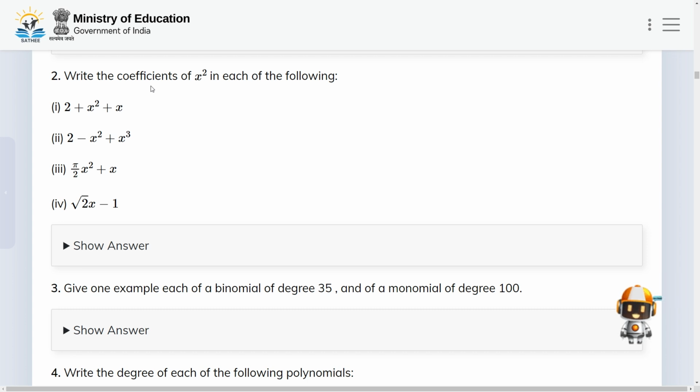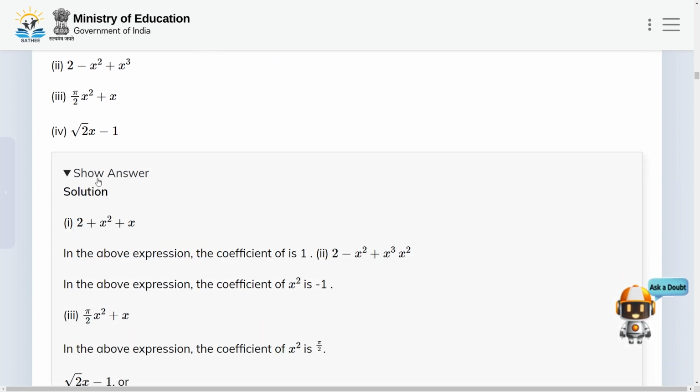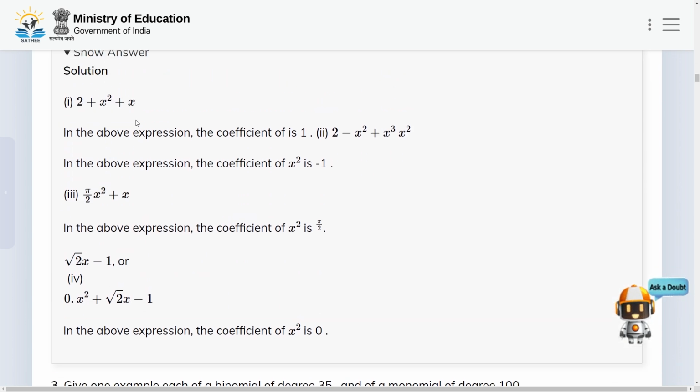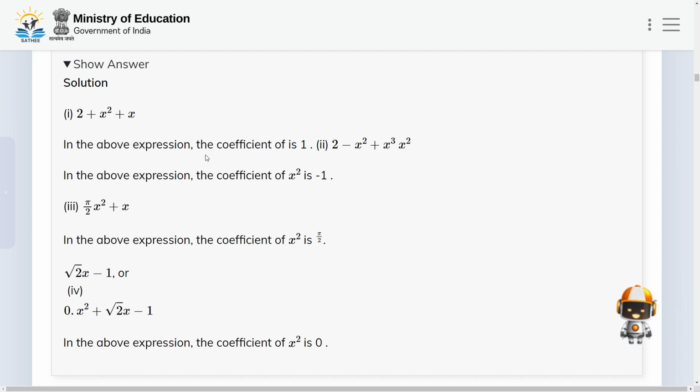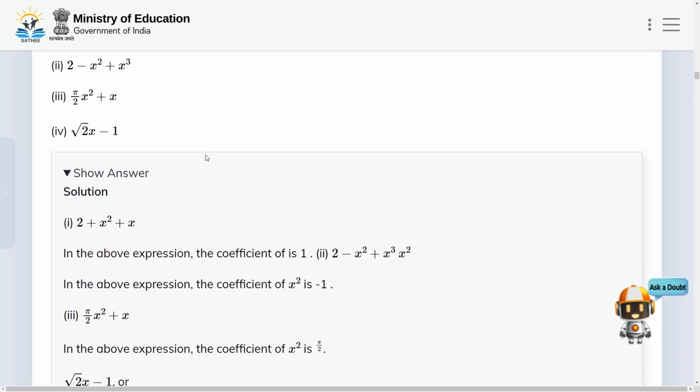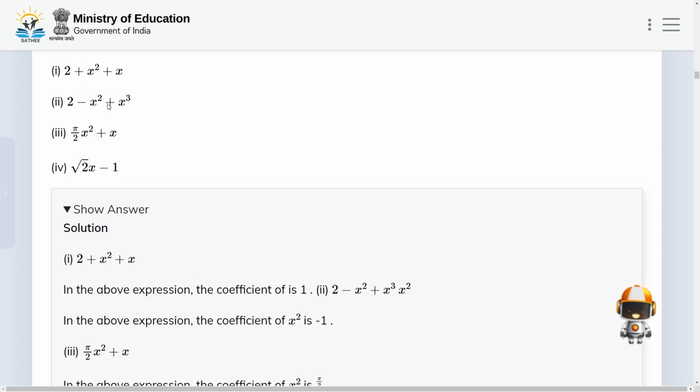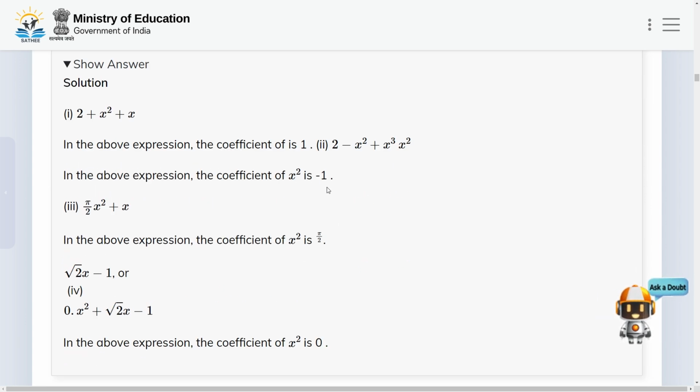In the first one, we have 2 plus x square plus x. Here the coefficient of x square is basically 1. In the above expression, the coefficient of x square is 1. Let us see the second one. In the second one, we have 2 minus x square plus x cube, and here the coefficient of x square is basically minus 1.